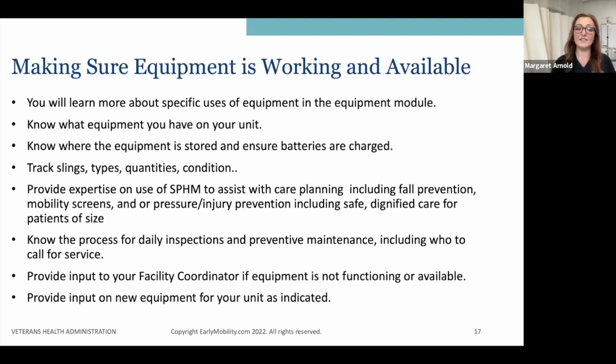Know the process for daily inspections and preventive maintenance of your equipment, including who to call for service and how to place a work order electronically if a piece of equipment is not working. Provide input to your facility coordinator or program manager if equipment is not functioning or available, and provide input on new equipment for your unit as indicated.